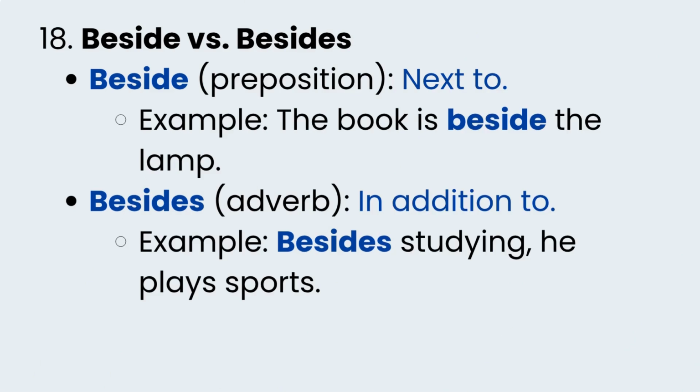18. Beside versus besides. Beside, preposition, next to. Example, the book is beside the lamp. Besides, adverb, in addition to. Example, besides studying, he plays sports.